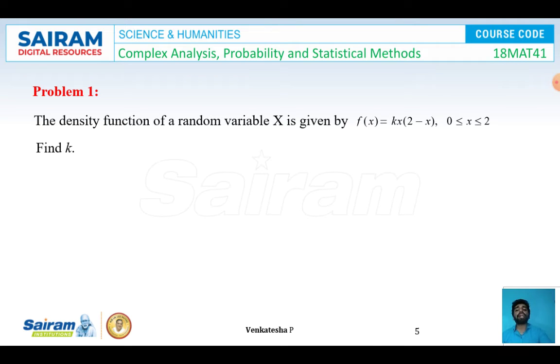The problems on continuous random variable. Problem 1. The density function of a random variable X is given by f(x) is equal to kx(2 minus x) for 0 less than or equal to x less than or equal to 2. Find the value of k. So from the given function, we have to find the value of k.